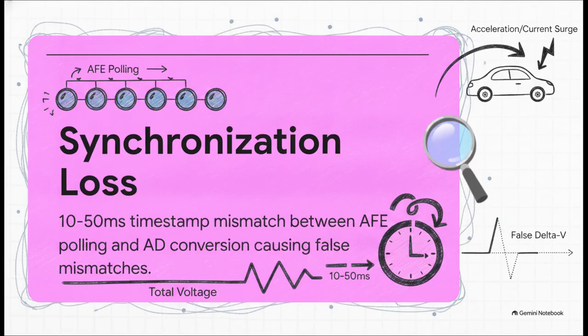But wait, there's an even trickier culprit here, and that's synchronization loss. AFE chips are polling those cell voltages sequentially, right? But the total voltage is being grabbed on a separate high-speed path. This creates a tiny 10 to 50 millisecond timestamp mismatch. It doesn't sound like much, but during a massive current surge, that millisecond mismatch acts like time travel. It generates a phantom voltage delta that literally tricks the software into registering a major critical fault.